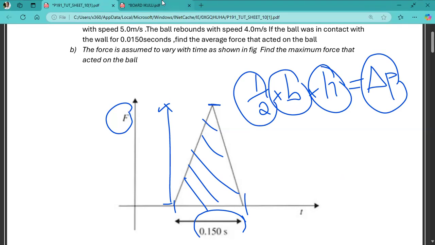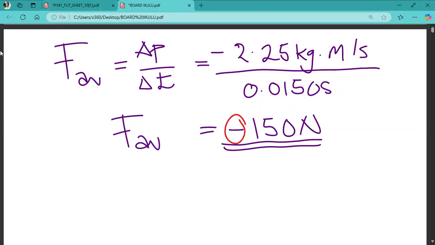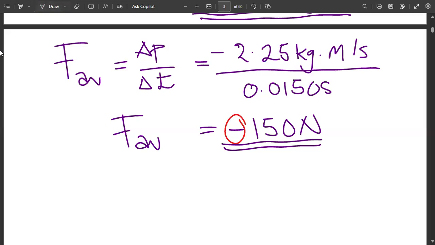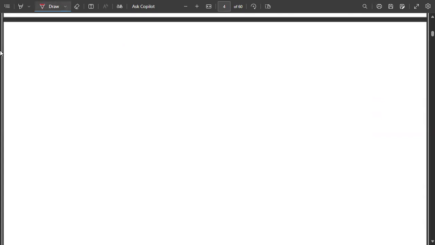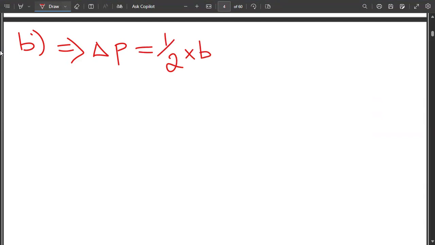So let's get into it as quickly as possible. Yeah, so this is question B. Let me start on a fresh page. So part B, the area under a triangle, which in this case is the change in momentum or impulse, will be equal to half multiplied by B multiplied by H, where H is what gives us the maximum force in this case.